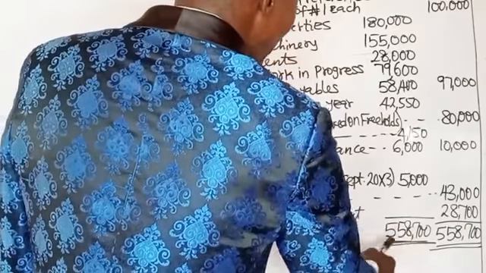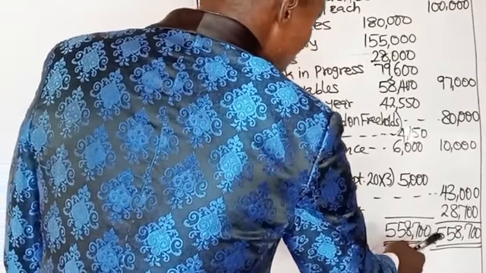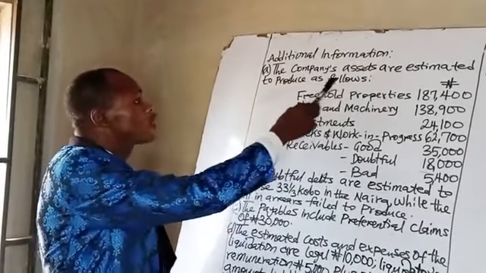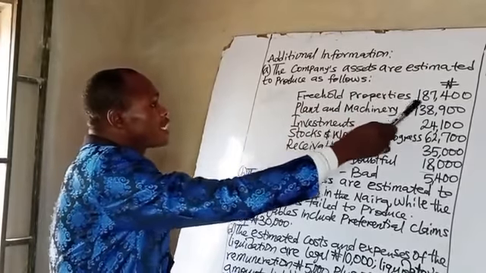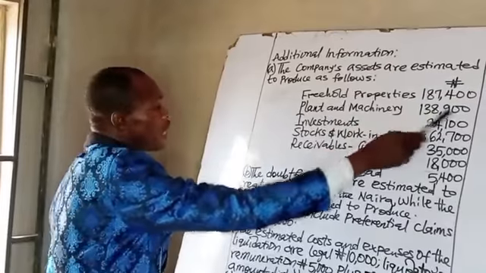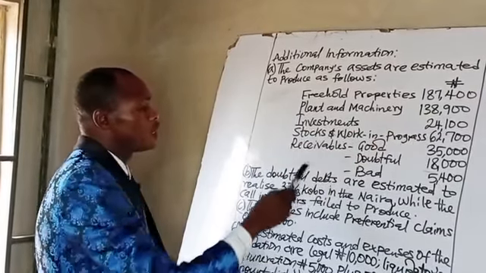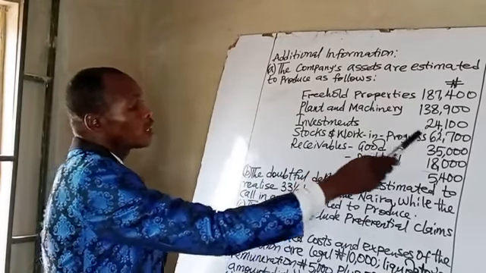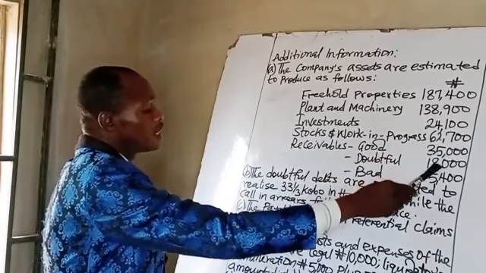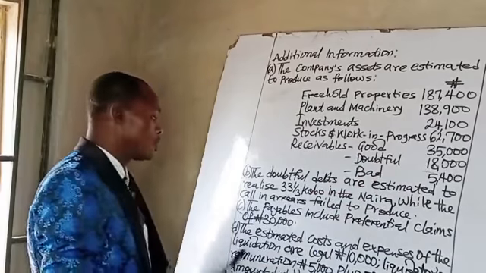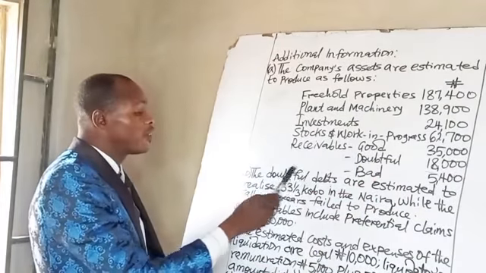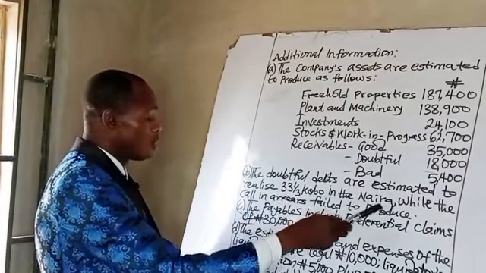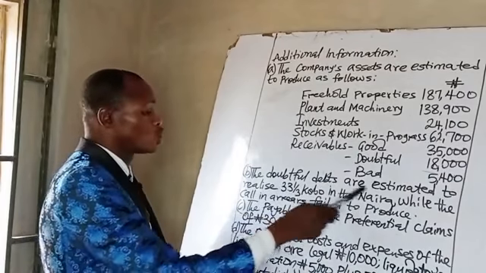The total of both the debit and credit side of the trial balance is 558,700. Additional information. The company's assets are estimated to produce as follows. Freehold properties, 187,400. Plant and machinery, 138,900. Investments, 24,100. Stocks and work in progress, 62,700. Receivables, good, 35,000. Doubtful, 18,000. Bad, 5,400. B, the doubtful debts are estimated to realize 33 1/3 kobo in the naira, while the call in arrears failed to produce.